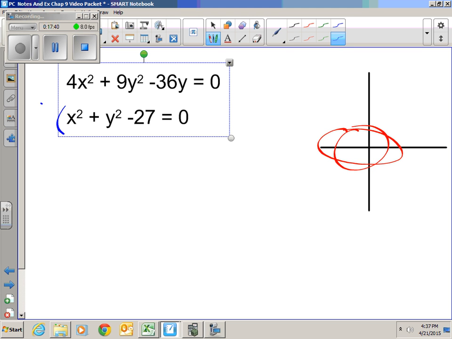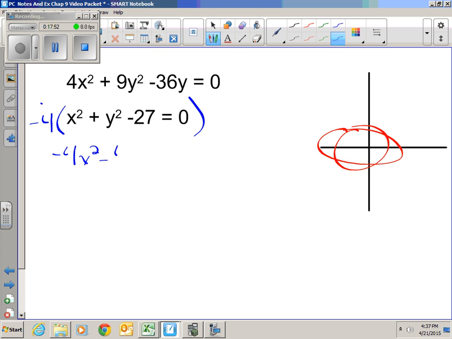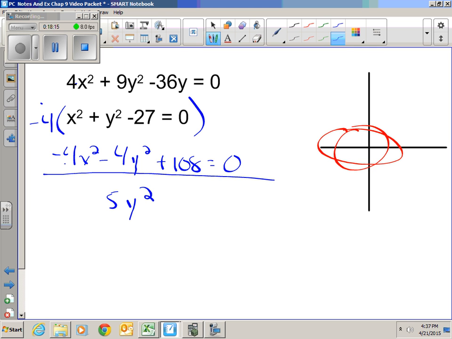And I'm going to get rid of my x squareds by multiplying the second equation by negative 4. If I do that, I get negative 4x squared minus 4y squared plus, 27 times 4, 108, is equal to 0. I'm going to add these two equations right the way they are. 4x squared and negative 4x squared is 0x squared. 9y squared minus 4y squared is 5y squared. Minus 36y plus 108 is equal to 0.